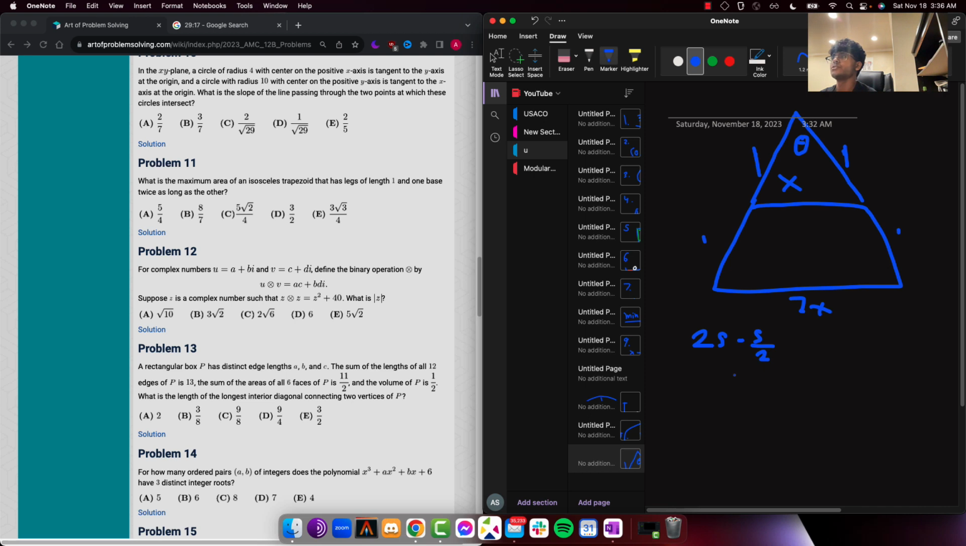2s is 4s over 2, minus s over 2 is 3s over 2. Okay, 3s over 2, and then s is sine. So in order to maximize sine, you have to make this 90 degrees, and I think that should be it. So we should just get D.